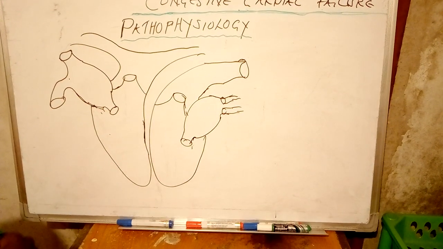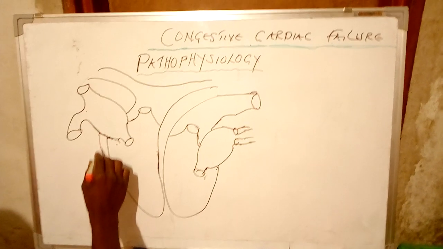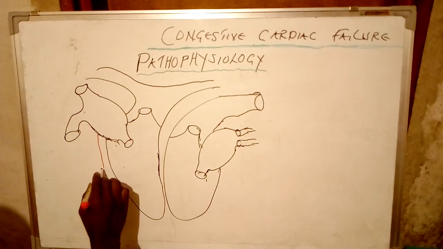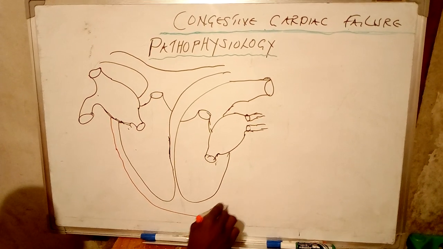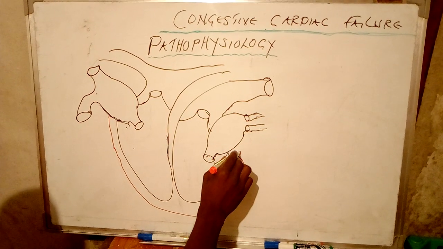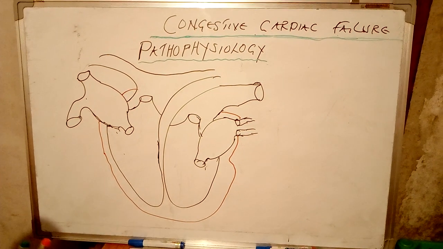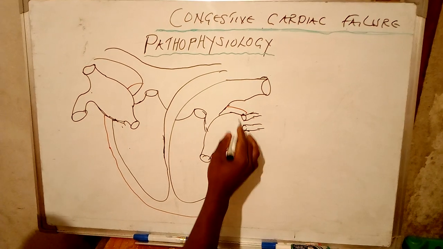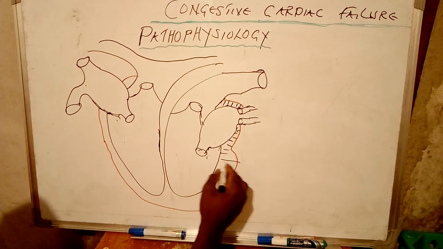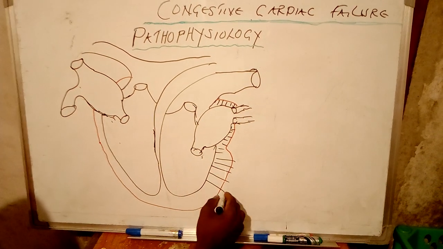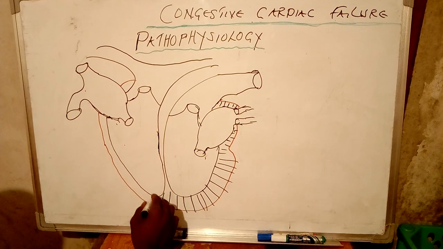So this is the heart, and it has some layers as well. This is the pericardium, which is the outermost layer. The middle one, the one we are shading in black, is known as the myocardium, the middle layer. And of course, the innermost layer is the endocardium. So the myocardium is the heart muscle.